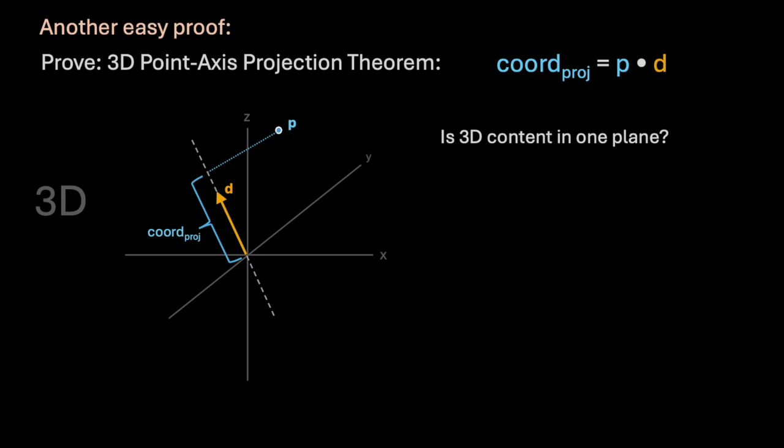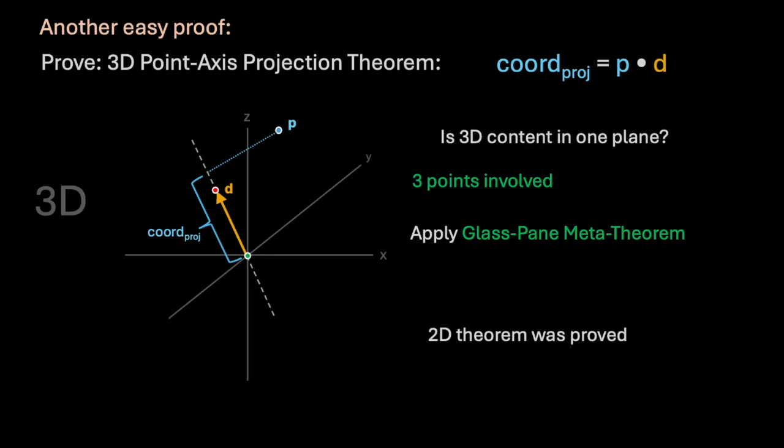So is the 3D content all contained in one plane? Well, again, it's 3 points and only 3 points involved: the origin, the tip of D, and point P. 3 points span a plane that allows us to apply the glass-pane meta-theorem. The 2D theorem was adequately proven. Boom, we're done with this one.